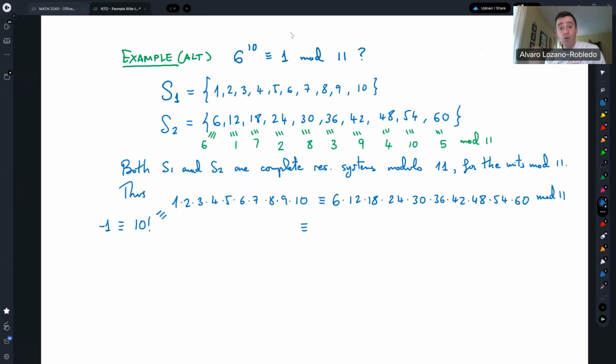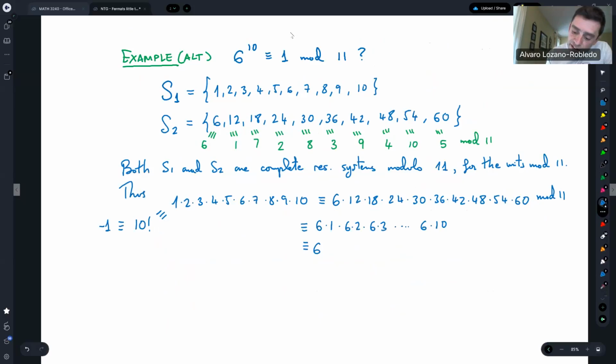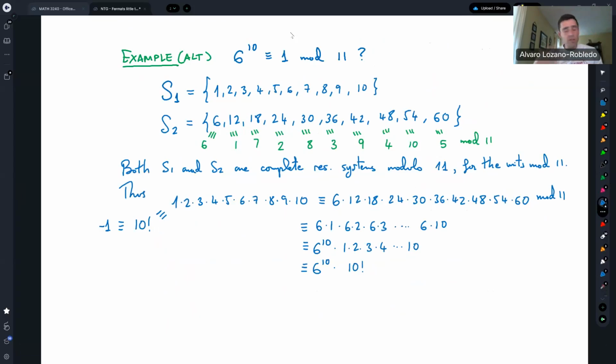Now, I'm actually going to factor the 6 out again of everything in here. This was 6 times 1, 6 times 2, 6 times 3 up to 6 times 10, and I can take a common factor of 6. This is 6 to the 10 times 1 times 2 times 3 times 4 up to 10. But this is then 6 to the 10 times 10 factorial, whatever that 10 factorial was. It is again -1 by Wilson's theorem, but it doesn't matter.